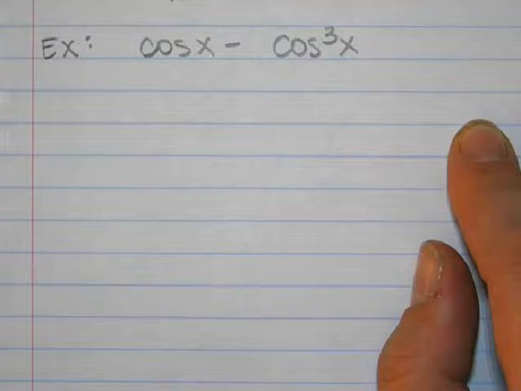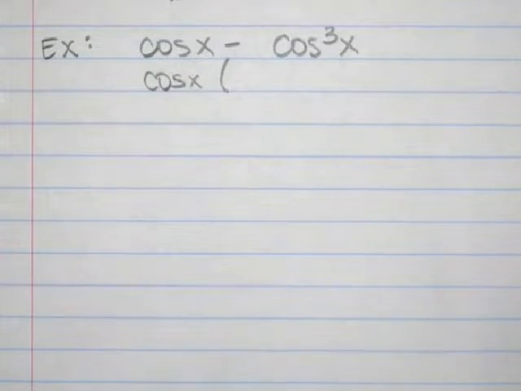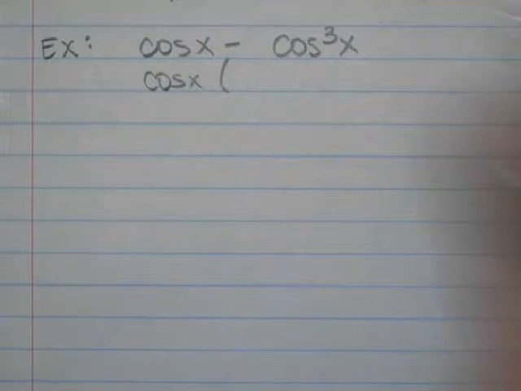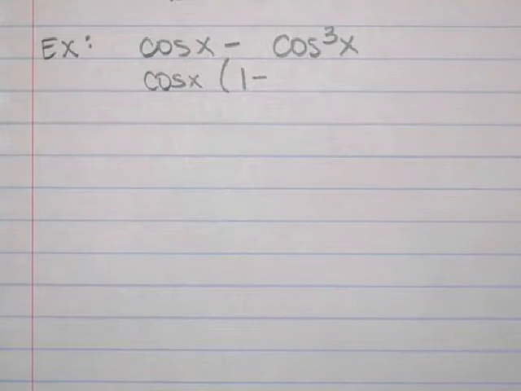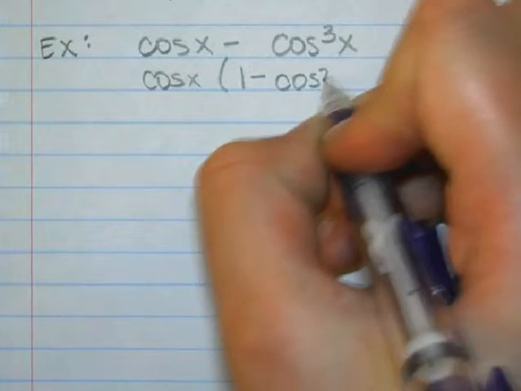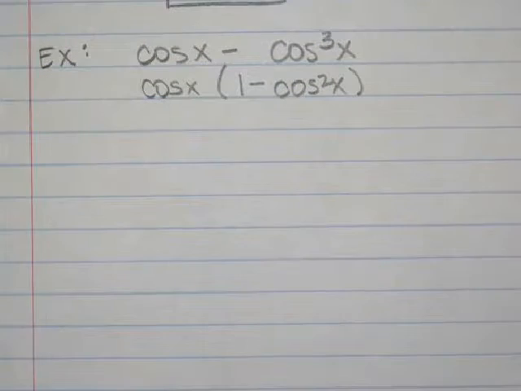You can take out a cos. Do you guys see it? We could take out a cos? Yeah, it's a GCF. Okay, so I'm going to take out a cos. And when I take out a cos, what do I have left over? 1 minus cos squared. Okay, so we did some math, right? We did some factoring. That's an algebra thing we know how to do.